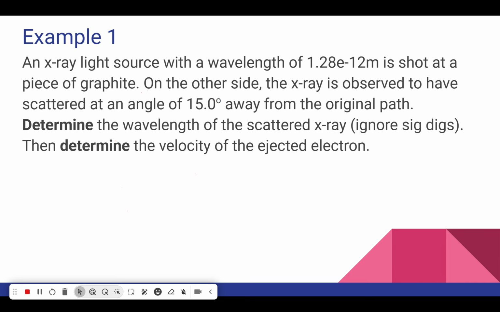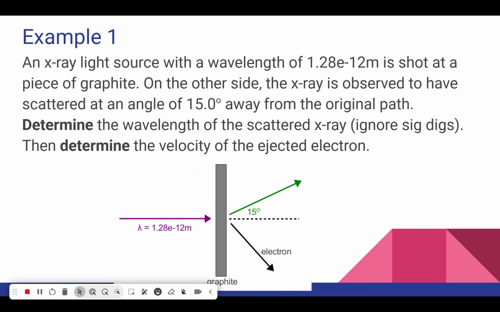And I'm telling you to ignore sig digs here. It's not a big deal. And then determine the velocity of the ejected electron. The first part is going to use that delta lambda formula. The second part, that's going to be a whole 2D conservation of momentum question.